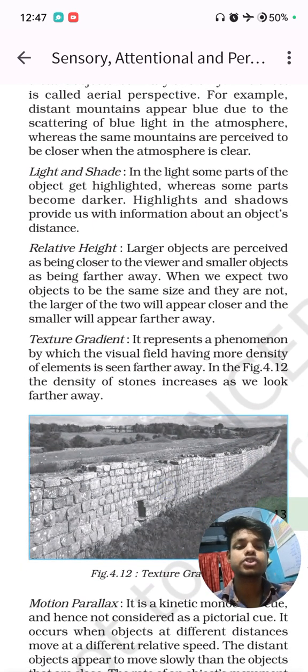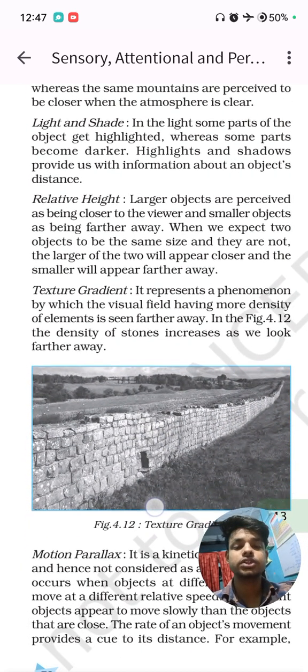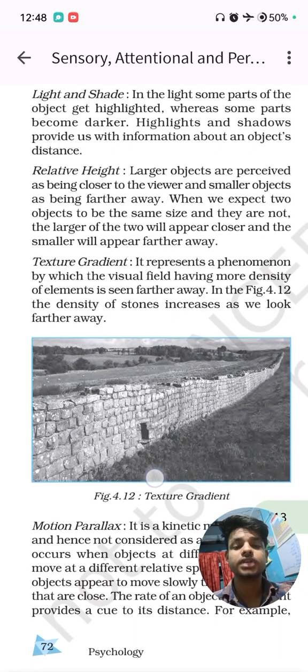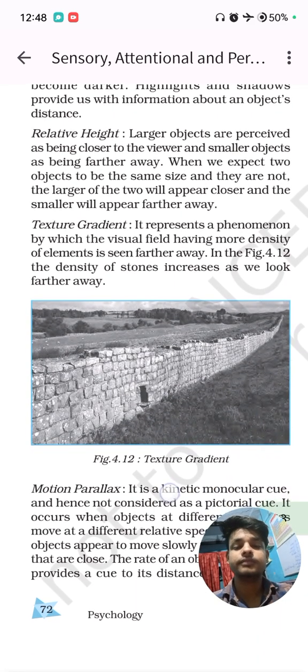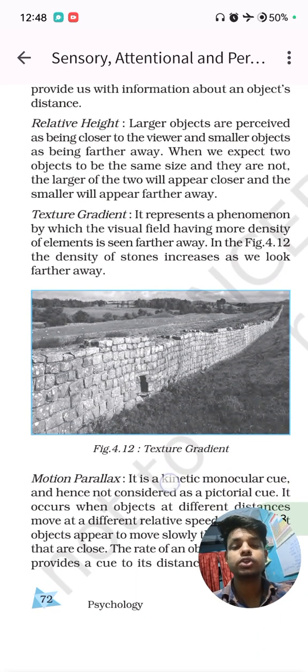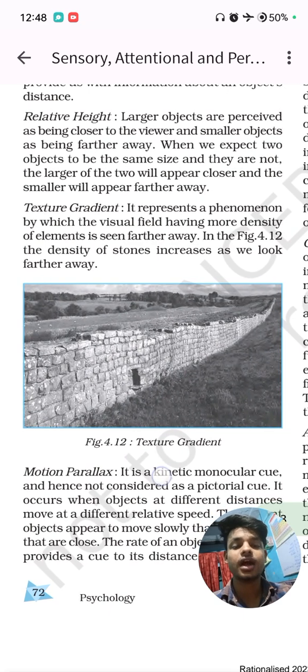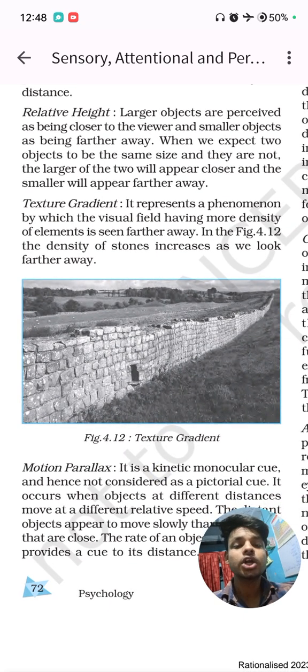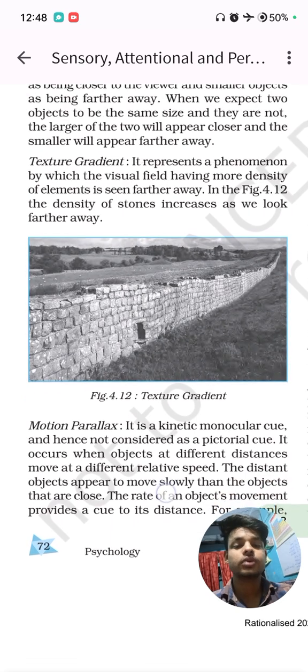Relative size: a large object is perceived as being closer, and an object viewed as smaller is perceived as being further away. When we expect two objects to be the same size and they are not, the larger of the two will appear closer and the smaller will appear further away.